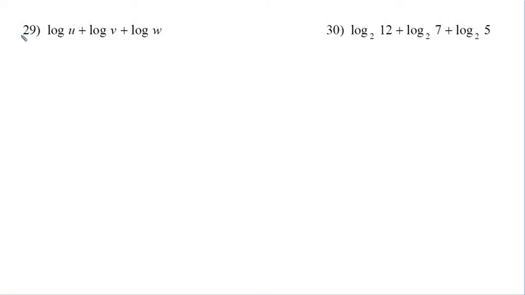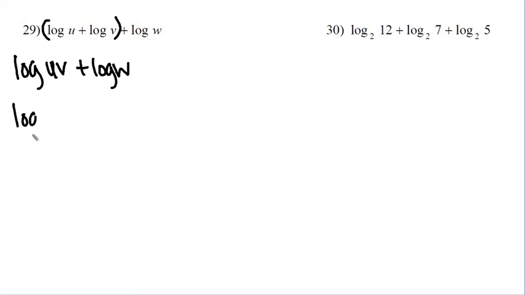Just like you would every other math sentence, left to right, you do what comes first when you're talking about addition and subtraction. So these two, I'm going to do those first, to be log of uv plus log of w. So this is still product rule, so I'm still going to multiply, so I have uvw. That would be my final answer.